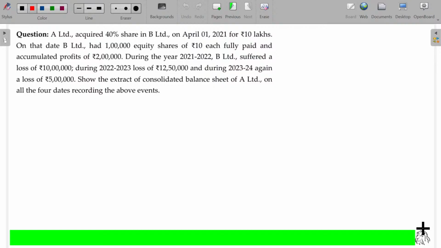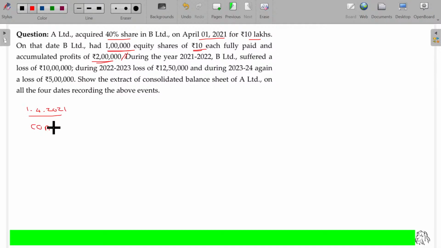Let's try this illustration to make you understand the concept. Thereafter, we'll finish up the rest of the theory. A Limited acquired 40% shares in B Limited on April 1, 2021 for rupees 10 lakhs. On the date, B Limited had 1 lakh equity shares of rupees 10 each fully paid and accumulated profit being 2 lakhs. So first we start with 1st April 2021.